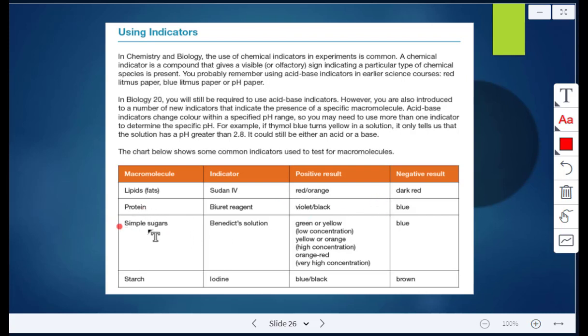To test for simple sugars, there is an indicator called the Benedict's solution, and there's a range of colors here. If it's green or yellow, it shows a low concentration of simple sugars. Yellow or orange is a high concentration, and if there's an orange to red color, it shows a very high concentration of simple sugars. The negative result will stay as blue. To test for starch, the indicator used is iodine. The positive result will be blue-black. The negative result will be a brown color.